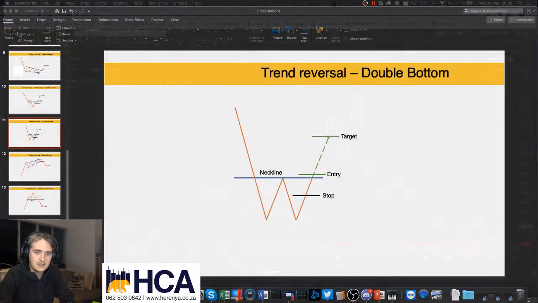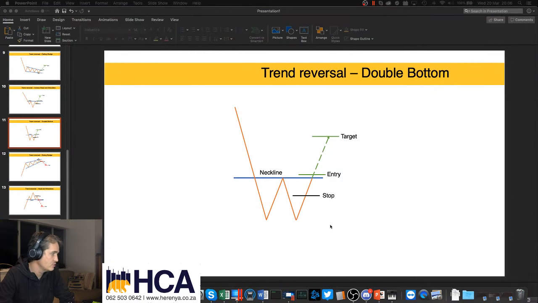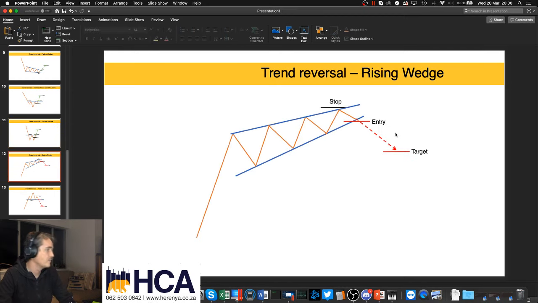In any case, the neckline between the two bottoms is basically how you measure your target, and you project that out. Then the rising wedge is a very nice bearish reversal pattern, if you want to call it that. Volume would have started tapering out on the.